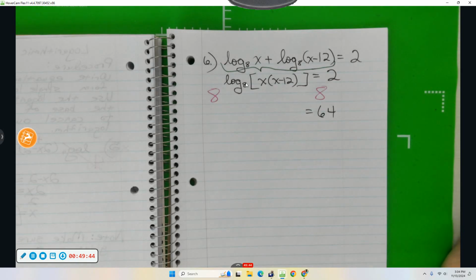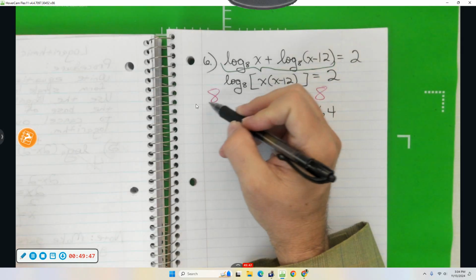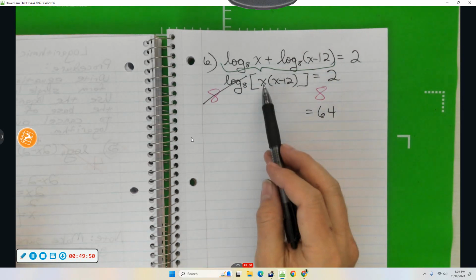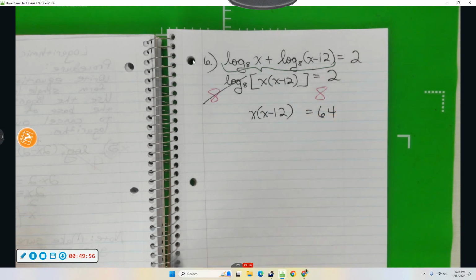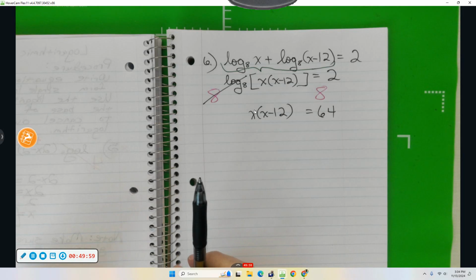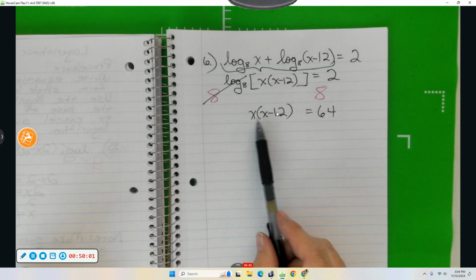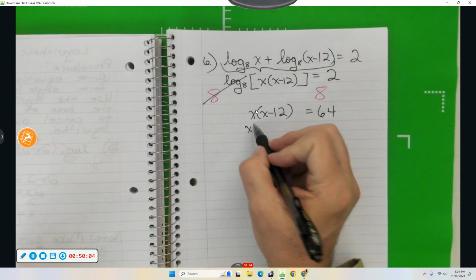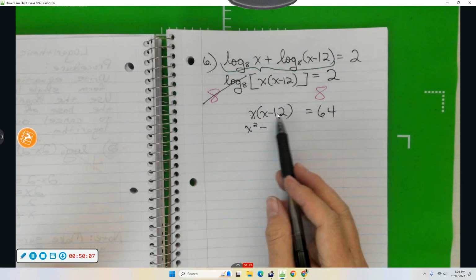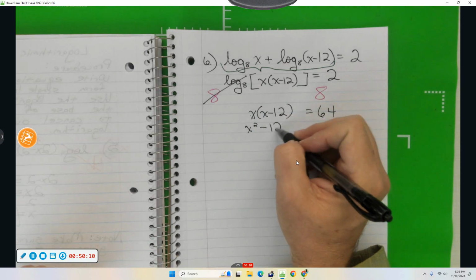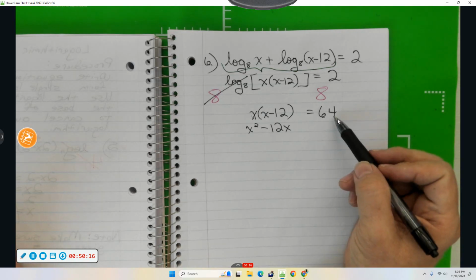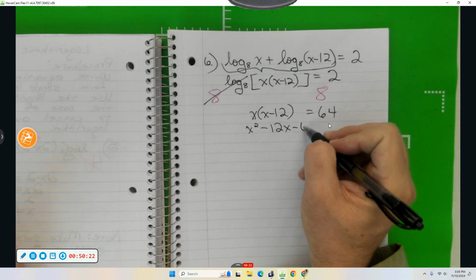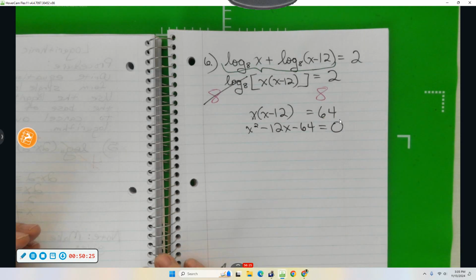What's going to happen on the left side? Okay, good. You're just dropping down x times x minus 12. Uh-oh. This is going to be quadratic. X times x, that's x squared, minus, what's the other term? 12x. Whether we solve by factoring or the quadratic formula, what number do we need over here? A 0, so let's move that 64 over. Minus 64 is equal to 0.